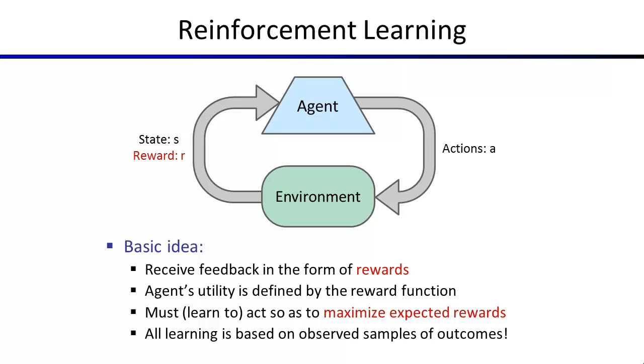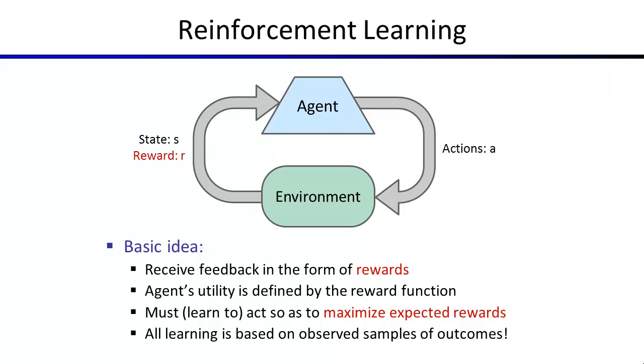But you take an action, and then you can imagine the environment responds. And the environment responds with one, a response state, that's the result of your action, and two, a reward. So you land in a state, and you get some immediate reward. The agent's utility is defined by the reward function, just like with an MDP. So your goal is to maximize the rewards, and there may be a discount associated with them. So you want to learn to act so that you maximize the sum of expected rewards.